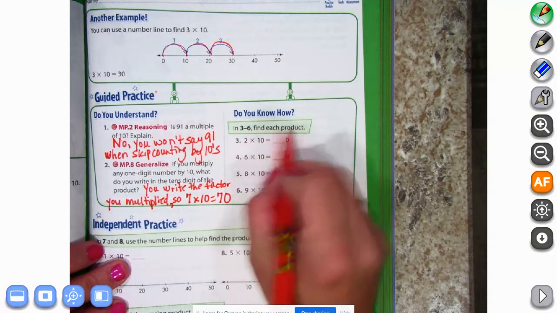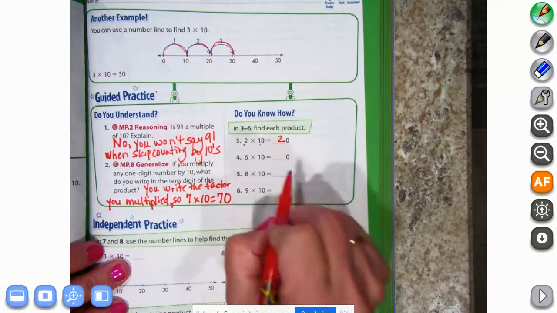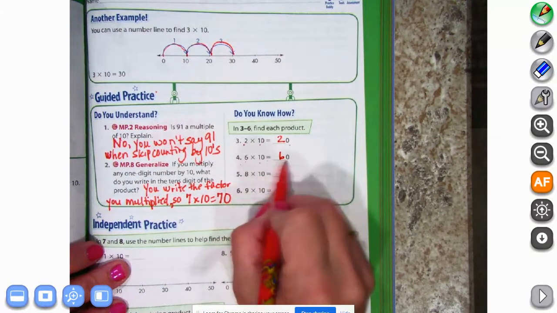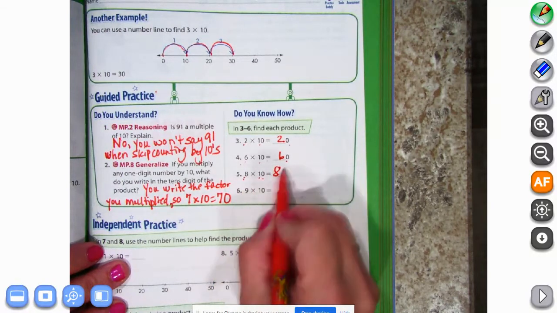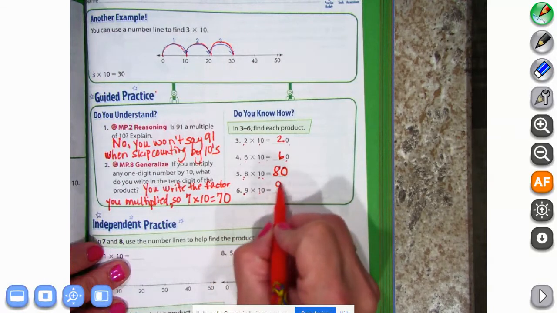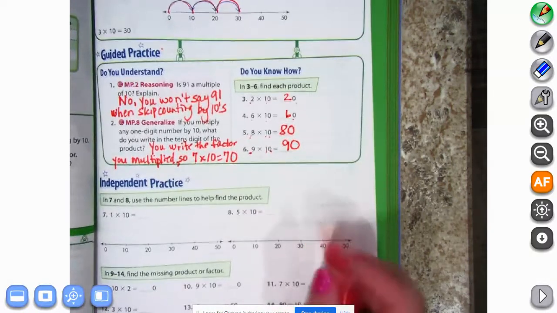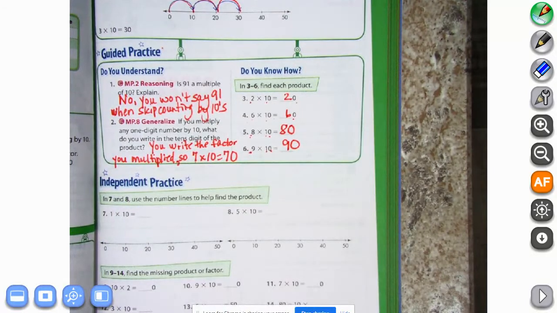Okay, find each product. 2 times 1 is 2, times 0 is 0. 4 times 1 is 4, 4 times 0 is 0. 8 times 1 is 8, 8 times 0 is 0. 9 times 1 is 9, 9 times 0 is 0. That's one way you can get to it. Make sure you have all of that written down from the guided practice. And now we're going to go to the independent practice.